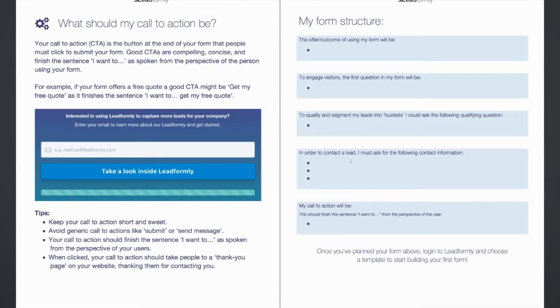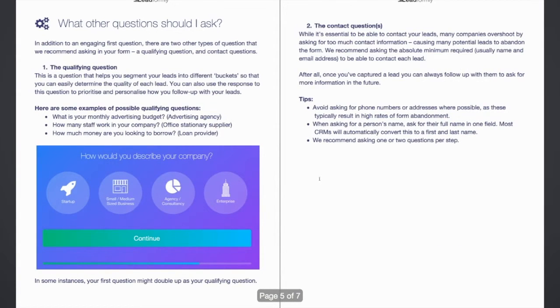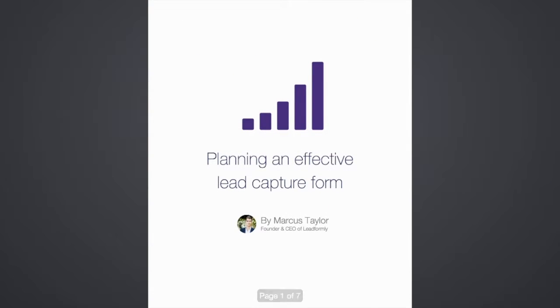And this just makes it much, much easier and faster creating your first form, as you can transfer those ideas from paper into Leadformly, rather than when you're building a form having to simultaneously think about what questions to ask as well as building out the structure. So I'd highly recommend using this worksheet if you haven't already taken a look.